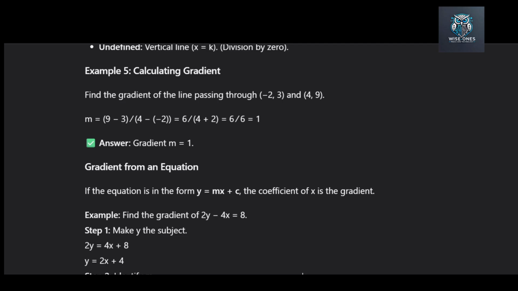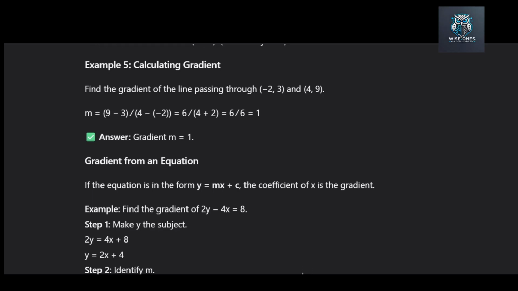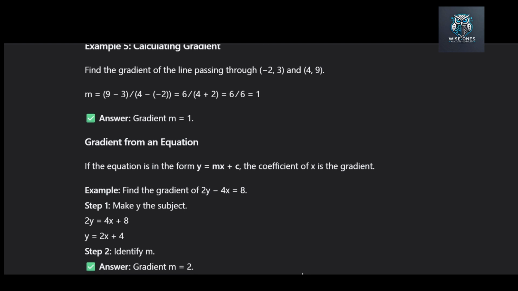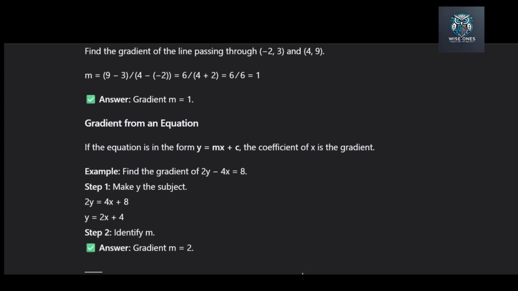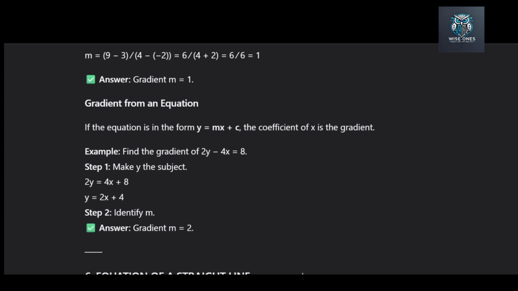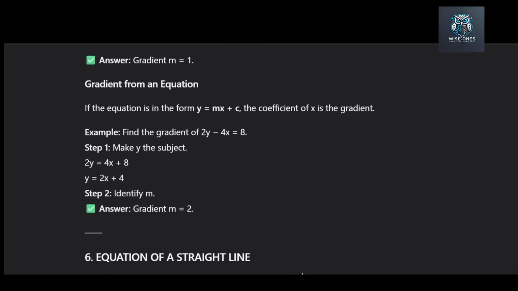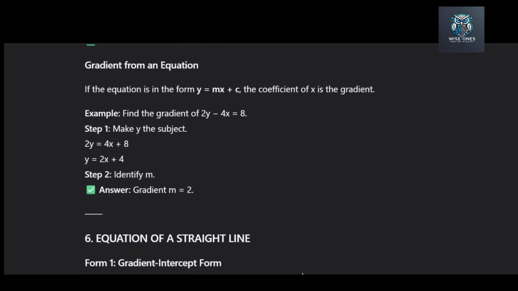We can also find the gradient from an equation. If the equation is in the form y equals mx plus c, the coefficient of x is the gradient. That is the number in front of x. Example, find the gradient of 2y minus 4x equals 8. This is not in the right form yet.